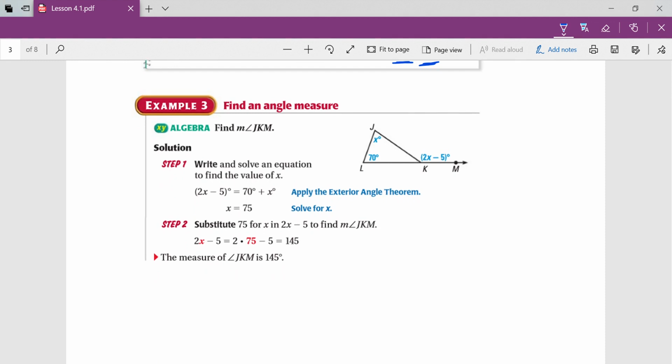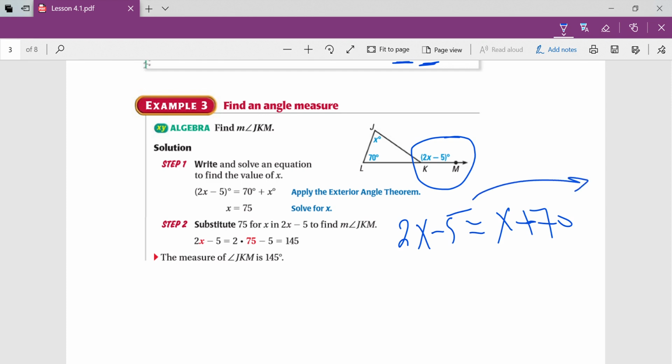Find the measure of angle JKM. So he is asking you to find the measure of this angle, which is 2x minus 5. First of all, I'm going to apply the theorem. So 2x minus 5 equals x plus 70. We're going to move the -5 to this side and the x to the other side. So 2x minus x equals 70 plus 5. Okay, x equals 75.